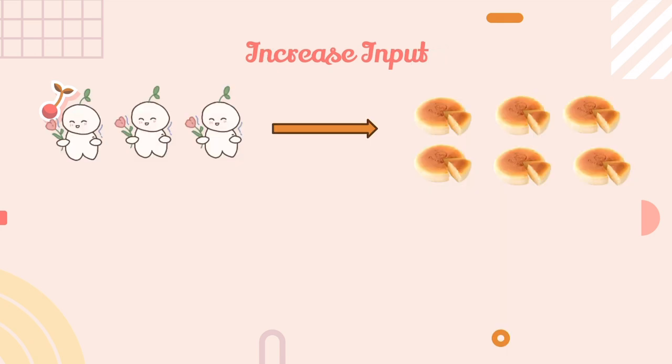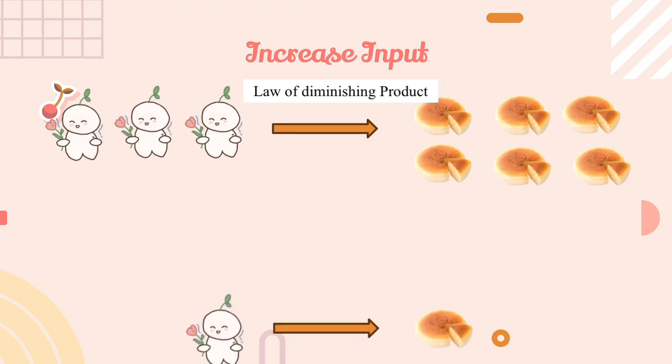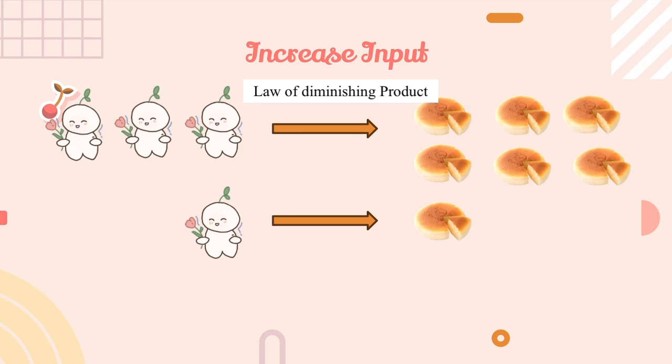When input is increased, with other inputs being fixed, marginal product, or change in output, will eventually decrease. This demonstrates the law of diminishing marginal product. For this bakery, at our fourth baker, we produce 1 extra cake only. Eventually, we don't produce additional cake. The marginal product is 0.